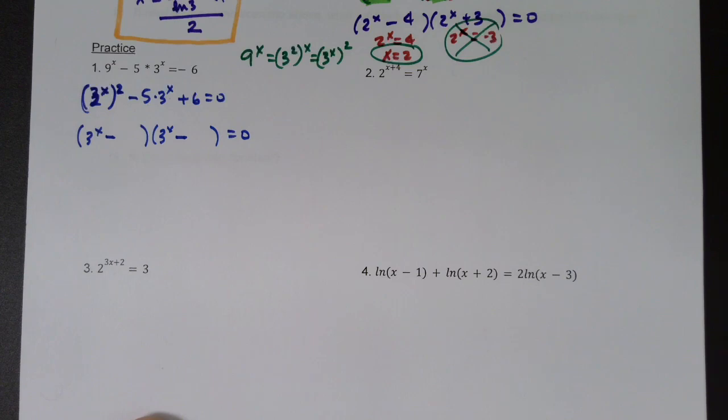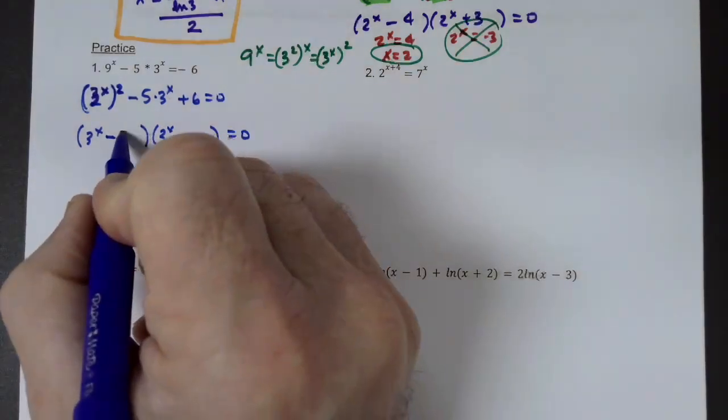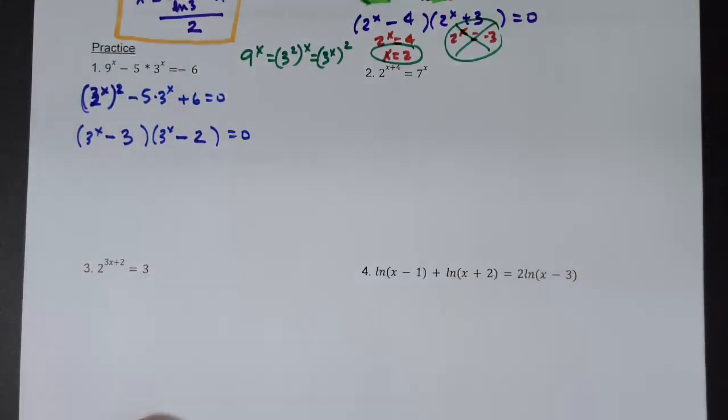What do you think, Dana? What times what is 6? Add it together, we get 5. Yes. So this would be a 3 and a 2.